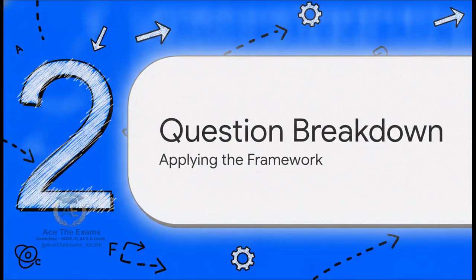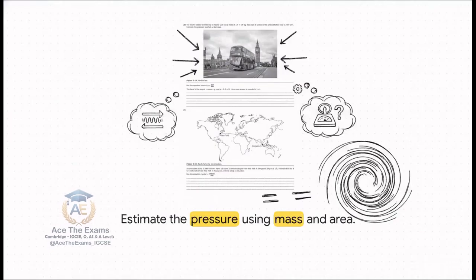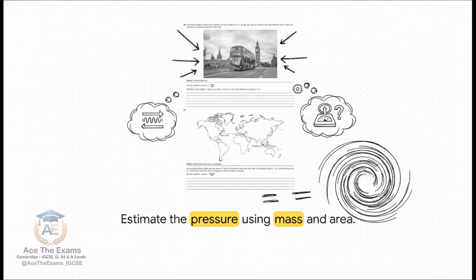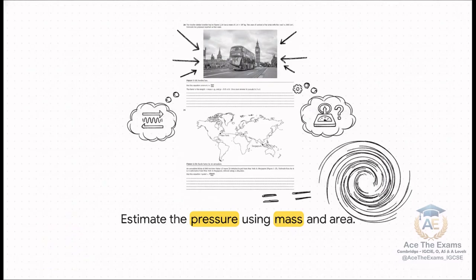Real exam question breakdown. Imagine a massive double-decker London bus. The prompt gives us a mass of 1.4 times 10 to the power of 4 kilograms. The area of contact of its tires with the road is 1,490 square centimeters, and the examiner asks us to estimate the pressure. Do you notice those tricky units? The area is given in square centimeters, but the final answer actually must be in pascals. Plus, we are given mass here, not force.